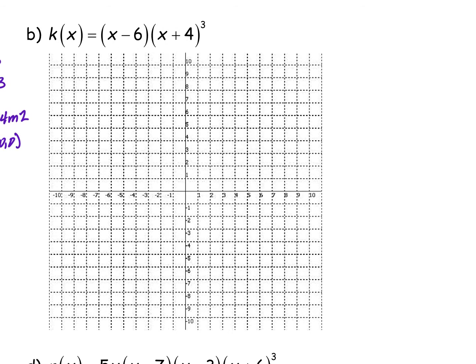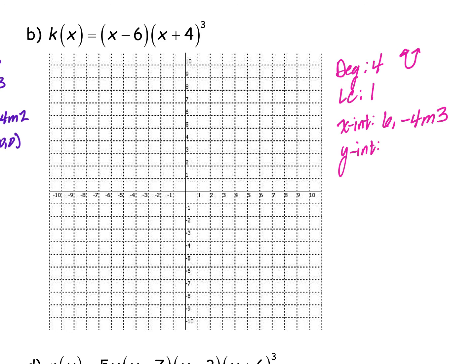Okay. So B would be degree 4. Degree 4, leading coefficient 1, so it's going to look like this, open in the same direction. X-intercepts. I've got 1 at positive 6 and 3 at -4, multiplicity 4. No, multiplicity, oh, my. Let me write that the right way. Subtract 4, multiplicity 3. There we go. So I have 3 at -4. And my y-intercept is at 64 times -6.